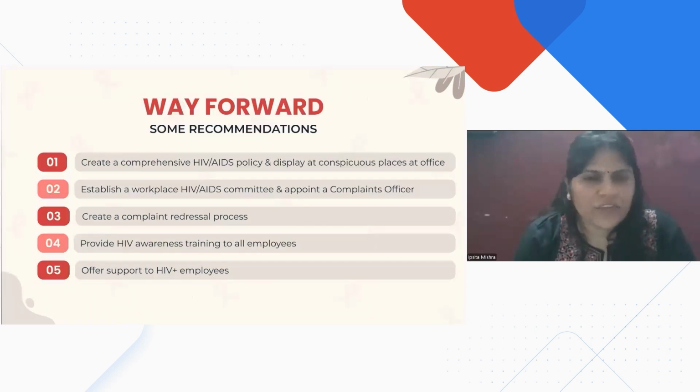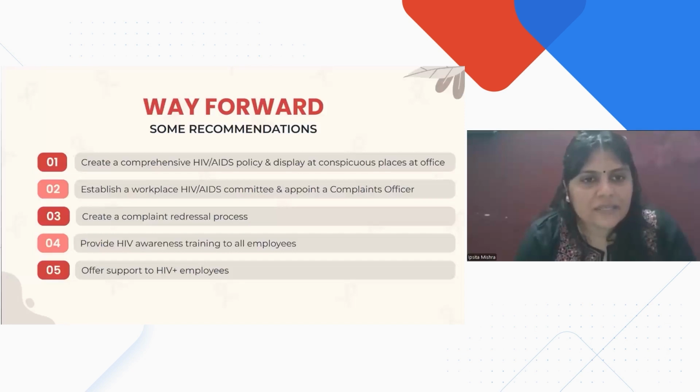And we have different policies at our workplace, like data security or maybe ESG policy or POSH policy. So in the same way, we need to have an HIV policy, and it should be placed in such a place where people should be able to see it. It should be in English and any other language where the majority of the employees can read it. It should be displayed at conspicuous places at the office. So that is the first and foremost thing that we could have.